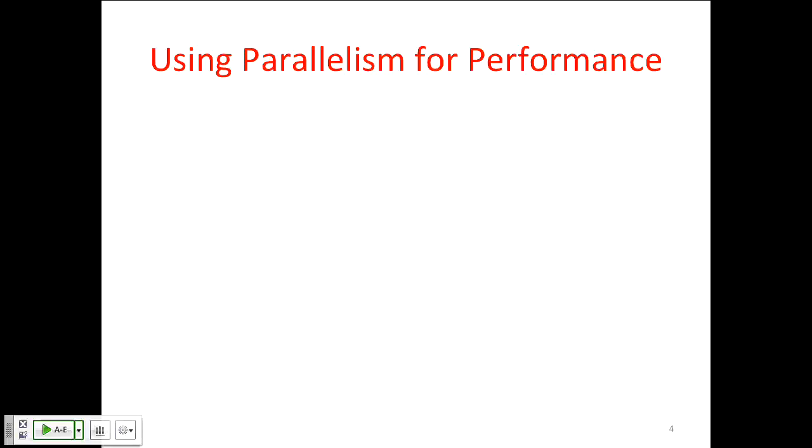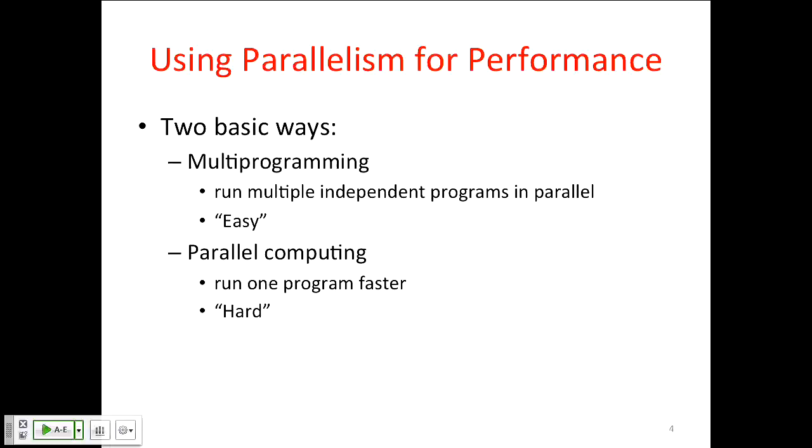Let's talk about parallelism in general. This is kind of a holy grail for computer architects. We know it's hard to make one processor run things really fast. And so the holy grail is somehow to use a whole bunch of processors to improve performance. And there are two basic ways that we do that. One's relatively easy and one's much harder.